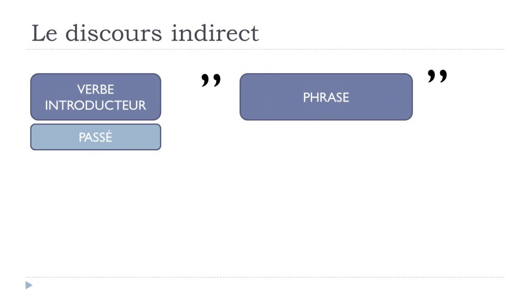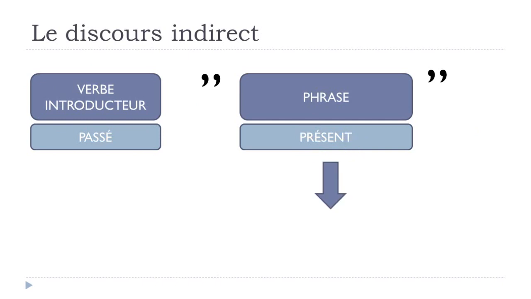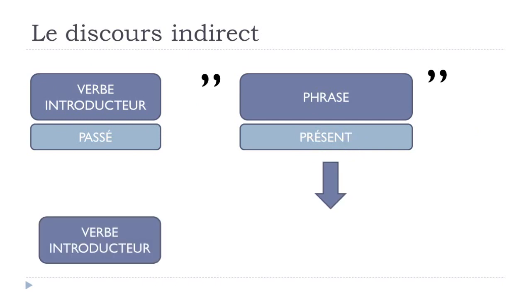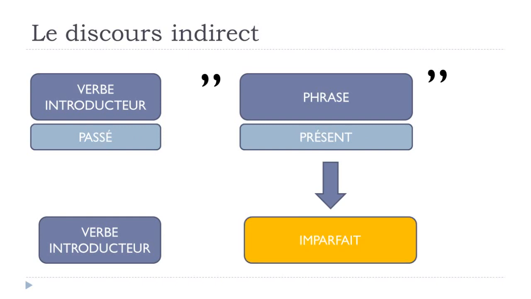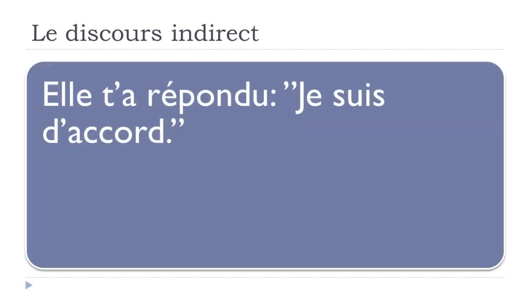Okay? So the first example is if we've got this verbe introducteur at the past form, okay? And for all the examples, I will put this first part at the passé composé, so it will be easier that way. So if we get the second part here at the présent, well, this part will have to change. The verbe introducteur will stay the same, but this présent form will be at the imparfait. Okay, so let's have a look how it will go.